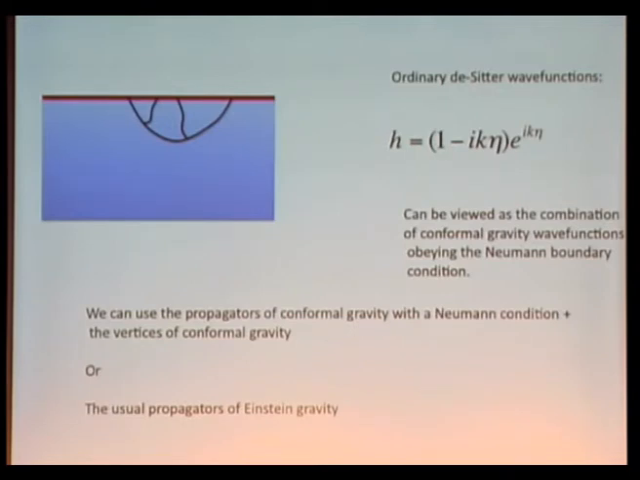Now recall that the ordinary de Sitter wave functions, solutions of linearized Einstein equations, have this simple form. And of course, the fact that there are solutions also of conformal gravity explains this simple form. I mean, simply that they are the two solutions, the oscillating solutions that we discussed before. And this particular linear combination is such that it obeys the boundary conditions. So when we do this computation, we can do it in two ways. One is using the Einstein action with Einstein propagators and so on, or we can use the conformal gravity propagator and vertices.